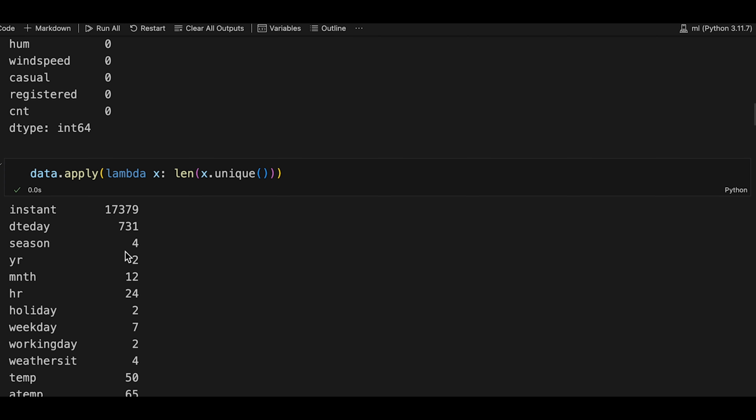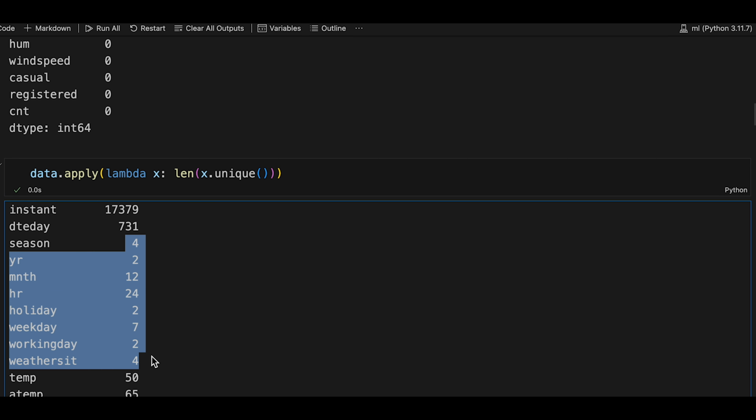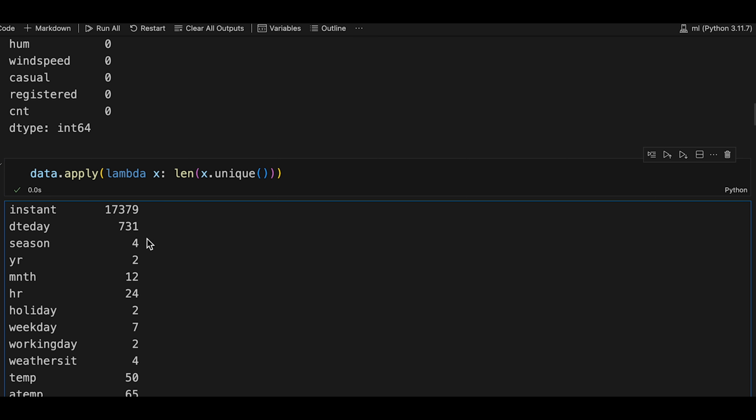So all these features for which we already know the number of unique values are discrete features, and the remaining ones, which we don't know, are basically the continuous features, because here it is 50, but if you're using some diverse data, then it can go even higher. Okay, this is about our data.